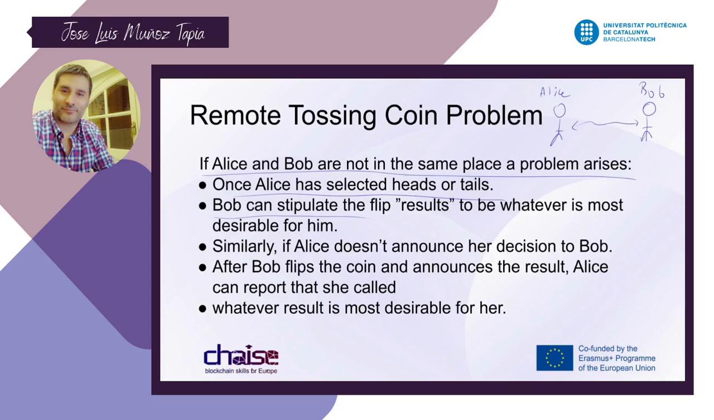And the problem is that we cannot do the two actions at the same time. One needs to happen before the other one, and we need to know the result or communicate the result. It is almost impossible to say the result of tossing the coin and what I selected at the same time. So there is always one that is going to be first, and then you have the opportunity of winning.